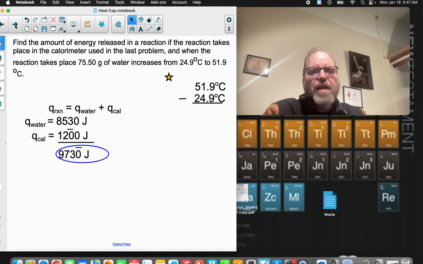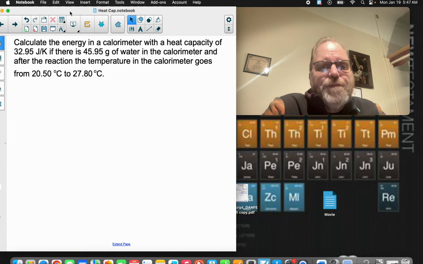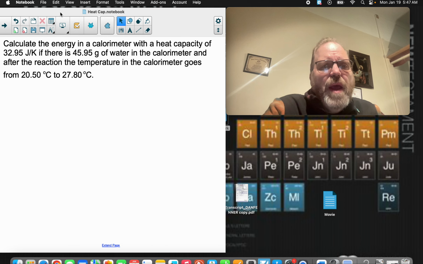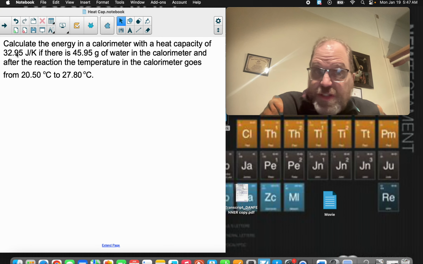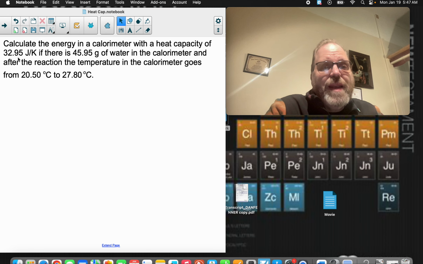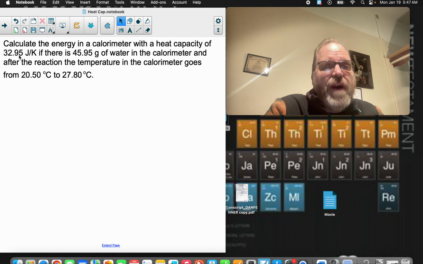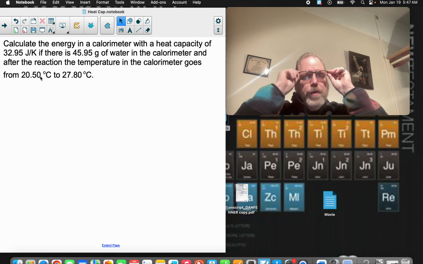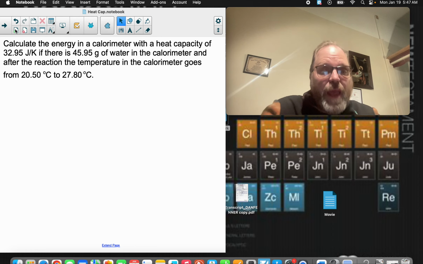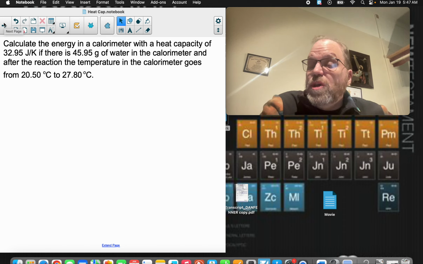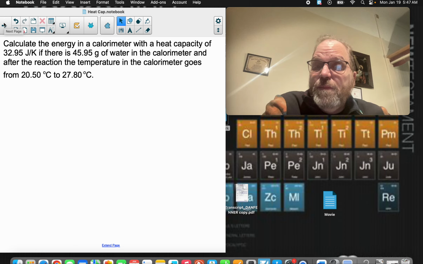All right, so let's do one more problem. Pause this on your own. Calculate the energy of the calorimeter with a heat capacity, I'm going to give it to you this time, of 32.95 joules per Kelvin, or 32.95 joules per degree Celsius. There is 45.95 grams of water in the calorimeter, and after the reaction the temperature goes from 20.50 degrees Celsius to 27.80 degrees Celsius. If you want to, pause it and try it on your own.